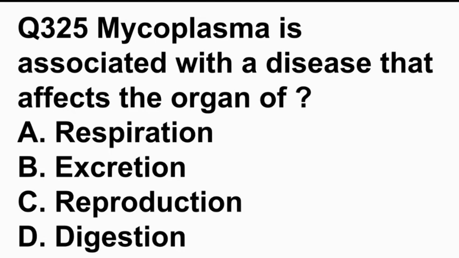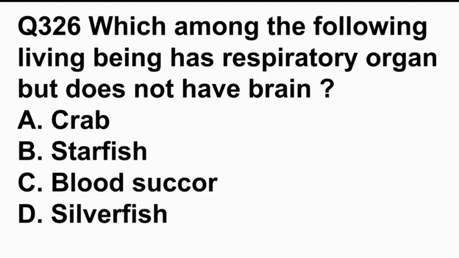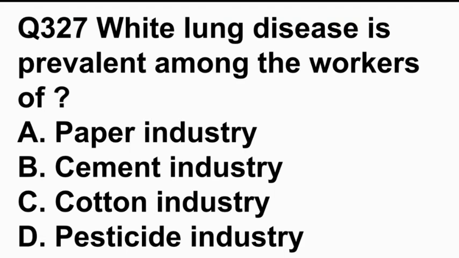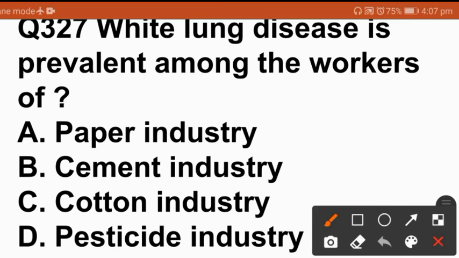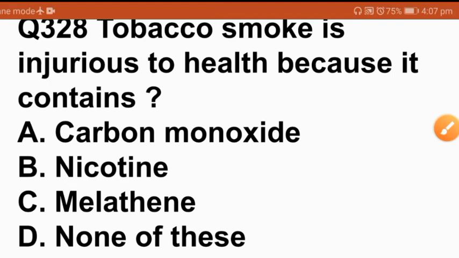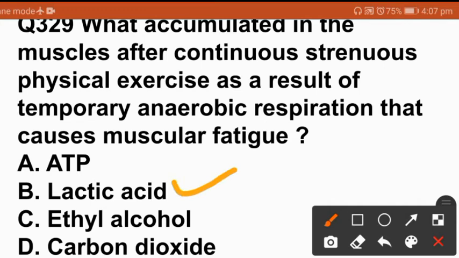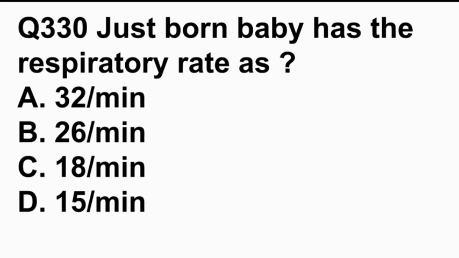Mycoplasma is associated with a disease that affects the organ of A. Respiration. Which among the following living being has respiratory organ but doesn't have brain? B. Starfish. White lung disease is prevalent among the workers of D. Pesticide industry. Tobacco smoke is injurious to health because it contains A. Carbon monoxide. What accumulated in the muscles after continuous strenuous physical exercise as a result of temporary anaerobic respiration that causes muscular fatigue? B. Lactic acid. Just born baby has the respiratory rate as A.